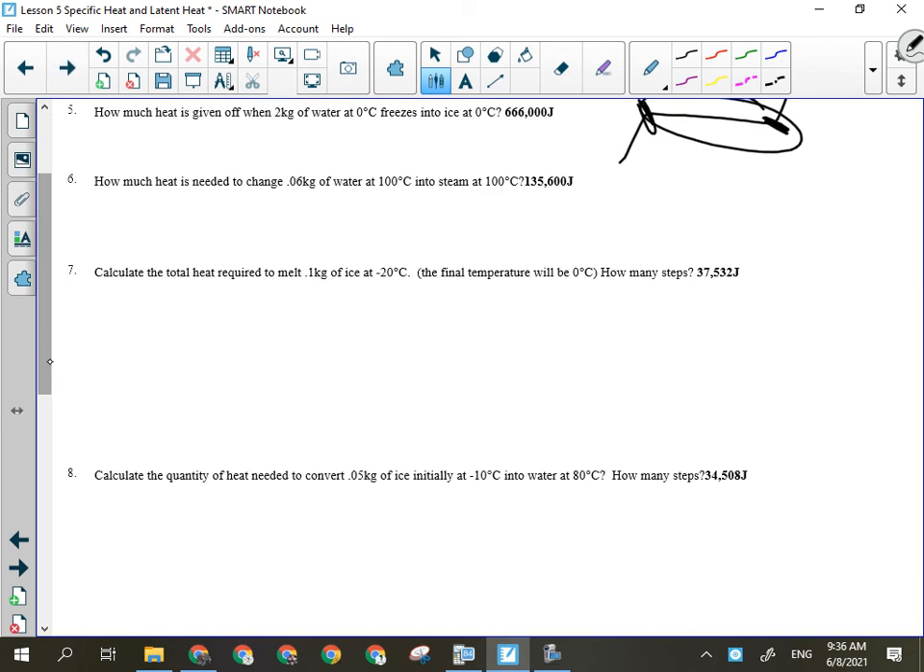All right. I want you guys to try number 7. Okay. But we'll look at the first step of it together here. So we've got 0.1 kilograms of ice. How many grams is that?